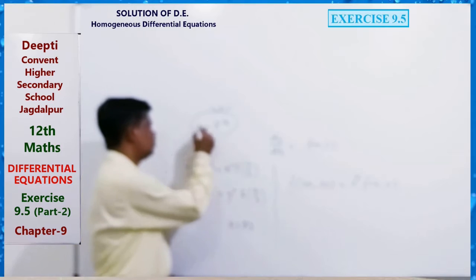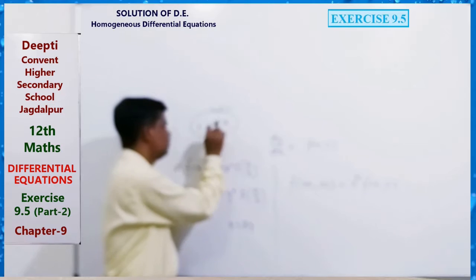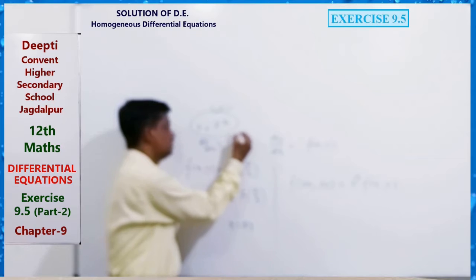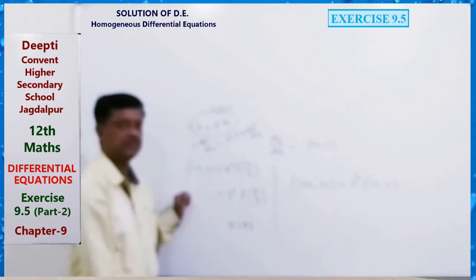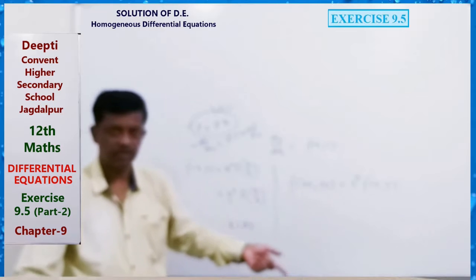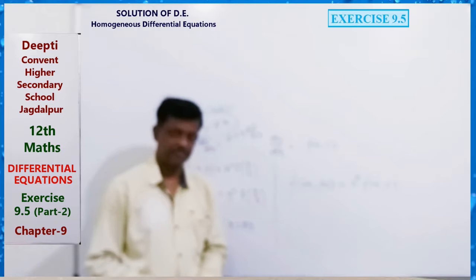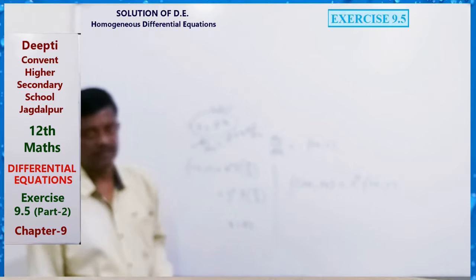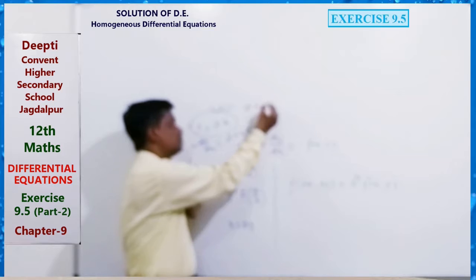Then y equals vx, and we find dy by dx by differentiating with respect to x on both sides: dy by dx equals v times 1 plus x dv by dx. Now put dy by dx and y in the given differential equation. Then the differential equation will convert in terms of v and x. That will be in variable separable form, and we can integrate directly and get the value of v in terms of x.